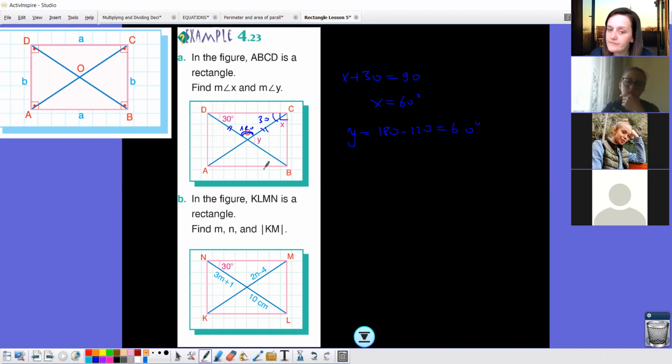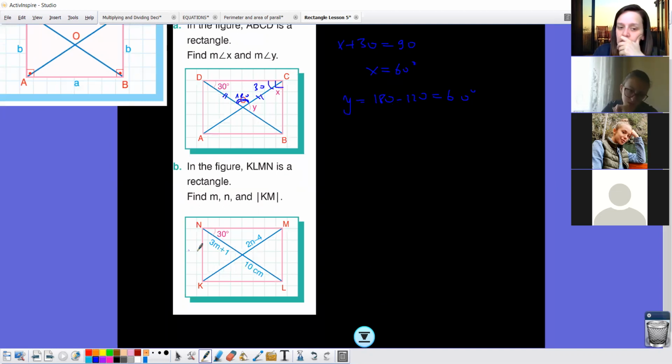Did you understand? Yes, teacher. In B, it says KLMN is a rectangle. Find m and KM. So here, if this one is a rectangle, what we know, according to the givens? That 3m plus 1 is equal to 10 centimeters, and also 2n minus 4 is equal to 10. So 3m plus 1 is equal to 10. Also, 2n minus 4 will be 10. One part is 10, all of them is 10.